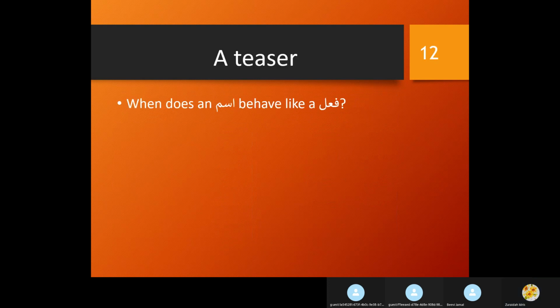So when does an isim behave like a fi'il? Have we come across this before? We said that an isim can be majrur. The signs of an isim are that it can be majrur, it has tanween, and it takes on alif lam. Jar, tanween, and al. These are the signs of an isim. There are other signs as well. And a fi'il, on the other hand, cannot be majrur. It can only be majzum. So the question is, when does an isim behave like a fi'il?